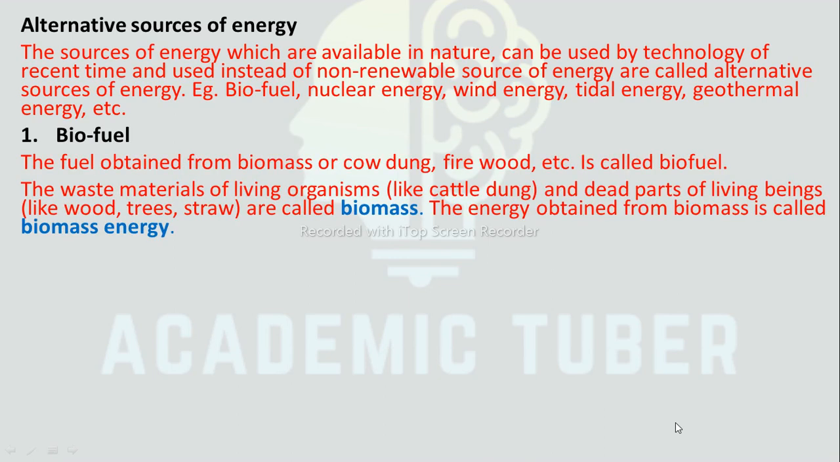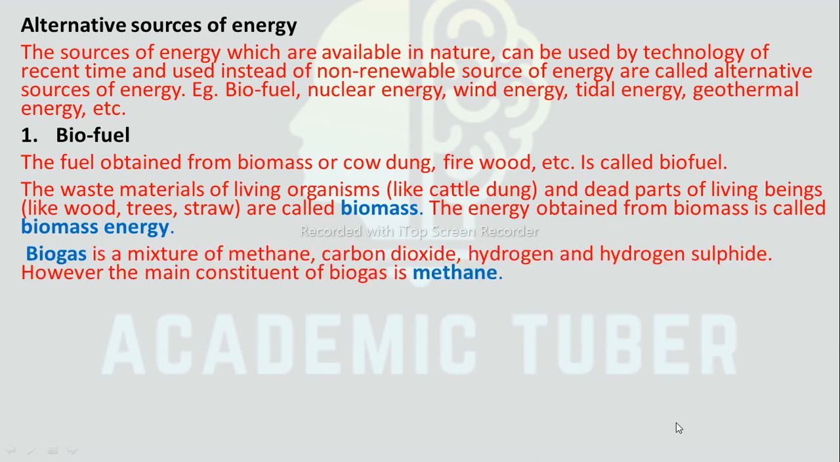Now we are going to discuss some of the examples of alternative sources of energy one by one. So here, in number one, comes biofuel. The fuel obtained from biomass like cow dung, firewood, etc. is called biofuel. The waste materials of living organisms like cattle dung and dead parts of living beings like wood, tree, straw are called biomass. The energy obtained from biomass is called biomass energy.